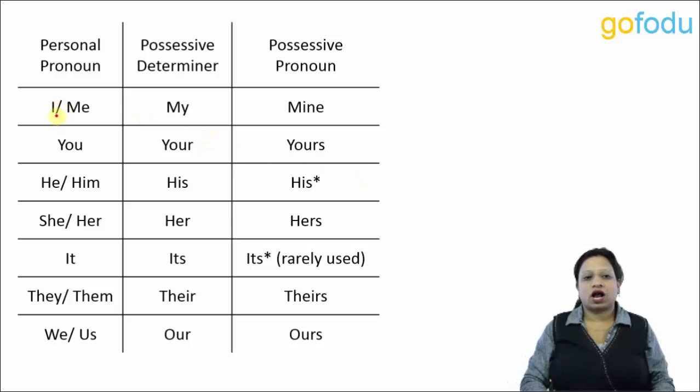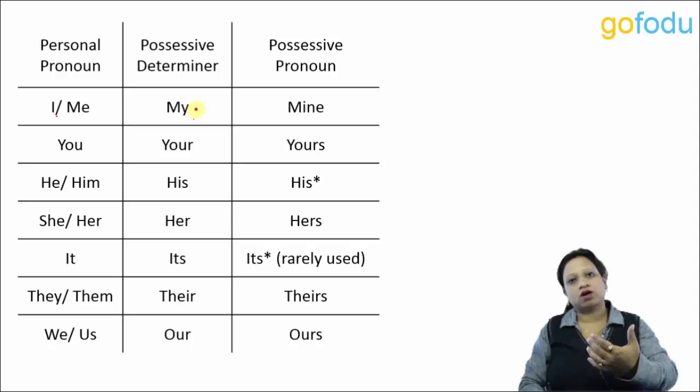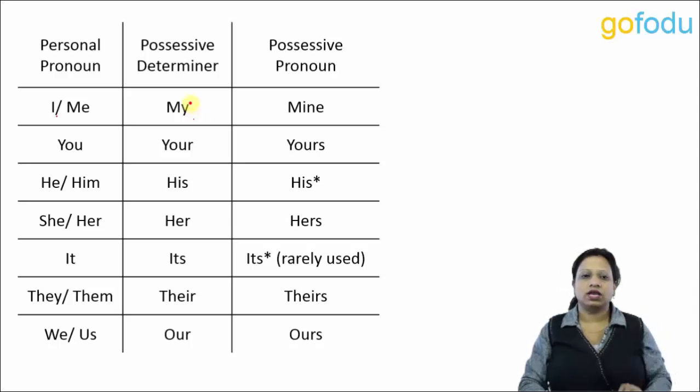If we're talking about I and me, that means the first person in personal pronoun. In determiner, it becomes my. For example, I like my dress. Dress is a noun, so my is followed by a noun. So my becomes a determiner. My. This dress is mine. Mine over here shows a possession.